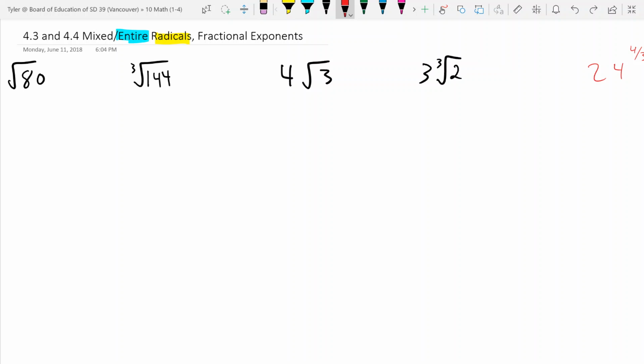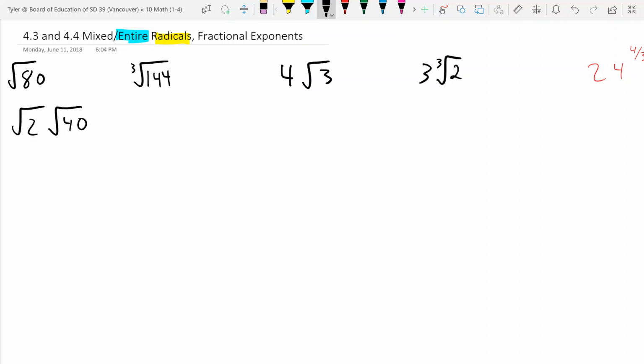Remember when you did fractions and you had a mixed fraction like 2 and a half? It's the same idea. Mixed is when you have a coefficient, and then a number under the radical. So let's go through how to switch them. If we have something like square root 80, we know that we could write it like this.